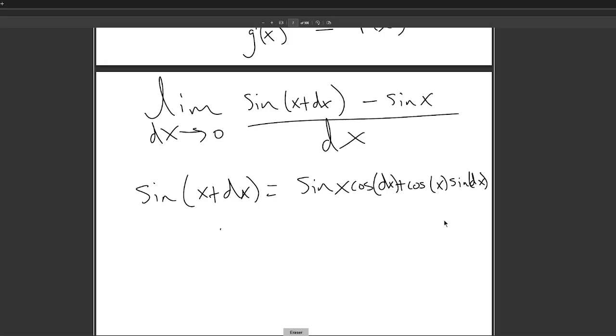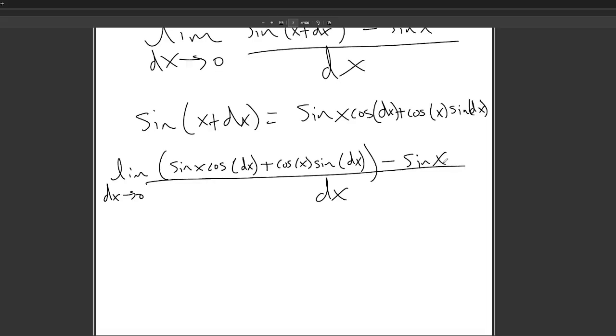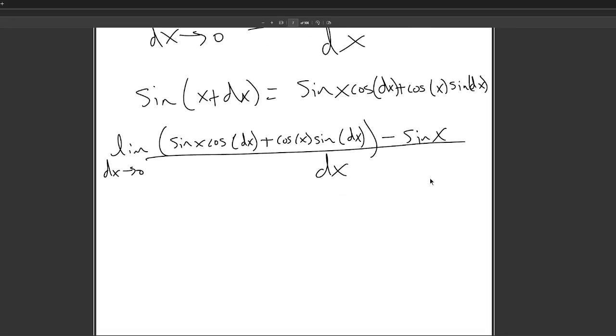Now if I plug this in, I should get the limit as dx approaches 0 of sine x cosine dx plus cosine x sine dx, minus sine x, all over dx. Now let's see what we get.